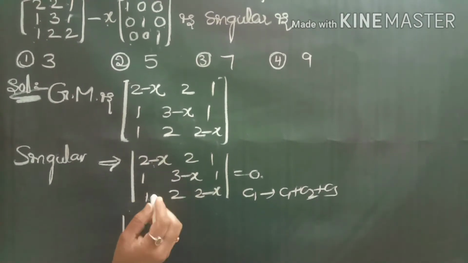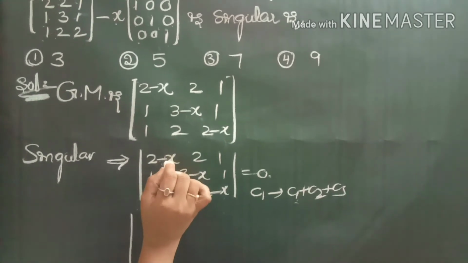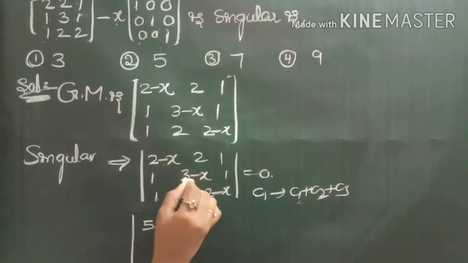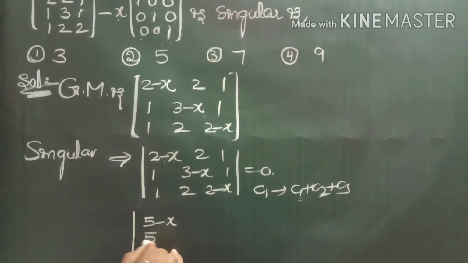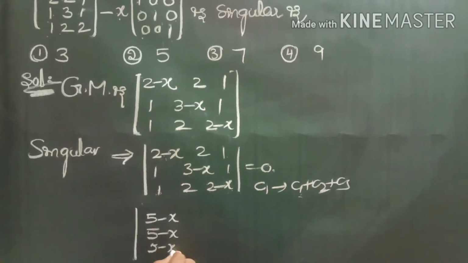So C1 goes to C1 plus C2 plus C3, that is 2 minus x plus 2 plus 1, that is 5 minus x. And here 1 plus 3 minus x plus 1, that is 5 minus x. And here 1 plus 2 plus 2 minus x, that is 5 minus x.